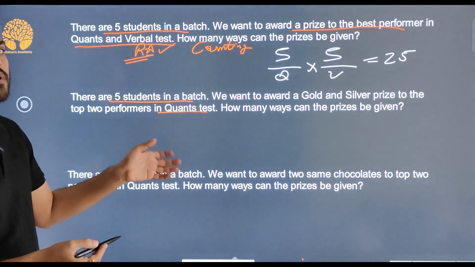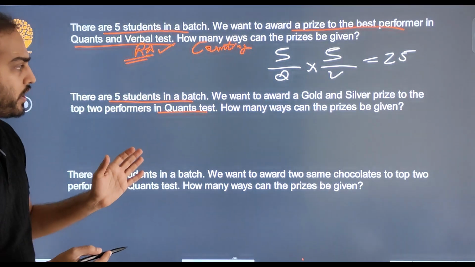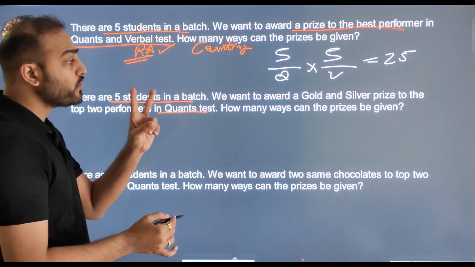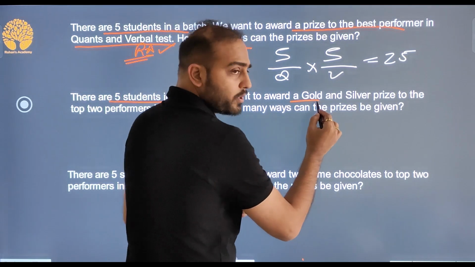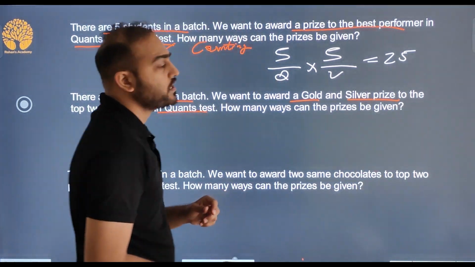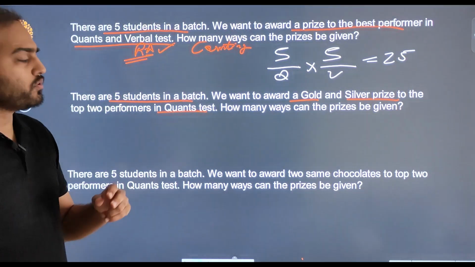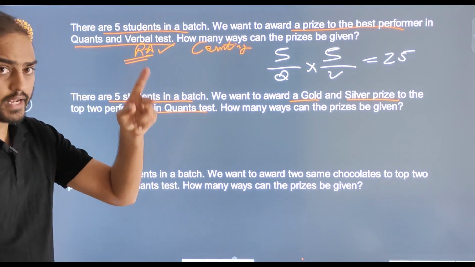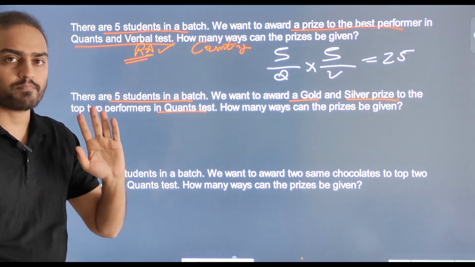Say we are conducting a permutation combination test. What are we going to do? We are going to give 2 awards: a gold prize to the winner and a silver prize to the runner up. So the top 2 performers, in that order, will get a gold and silver prize.